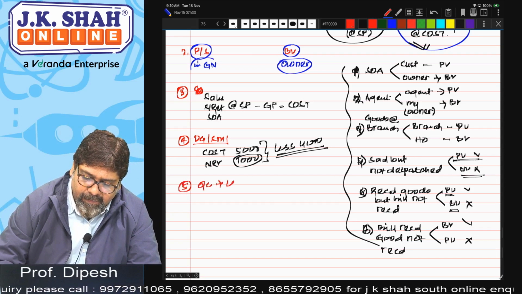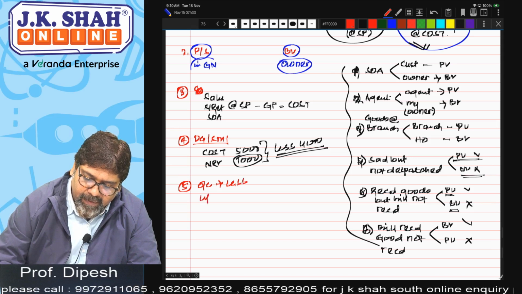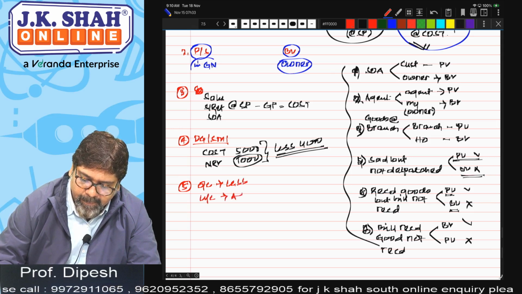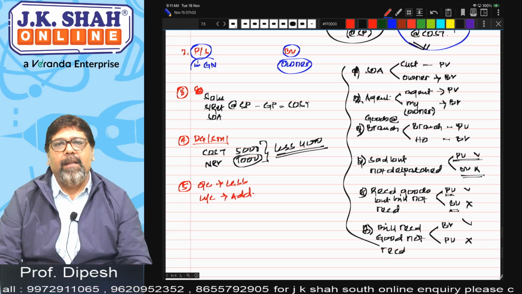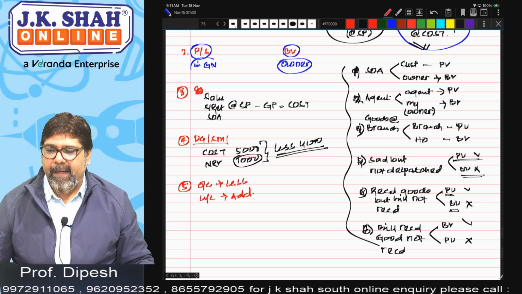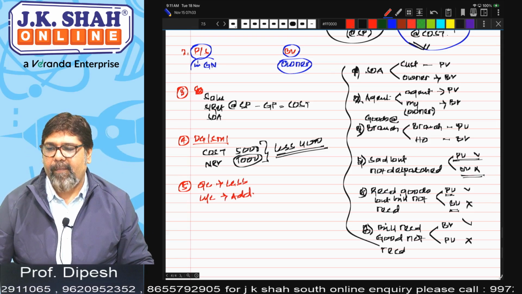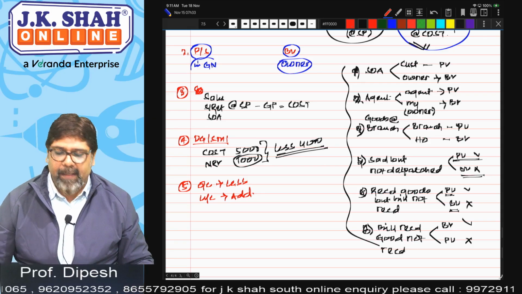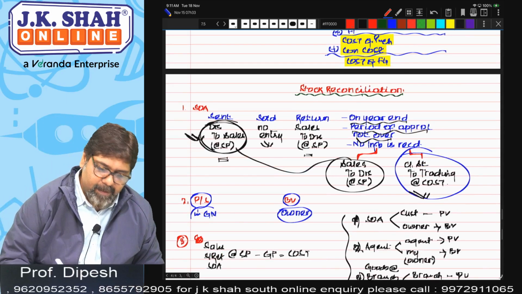Number 5. Overcast: if it is given overcast, then subtract. If it is given undercast, then add. SRS is stock reconciliation statement.